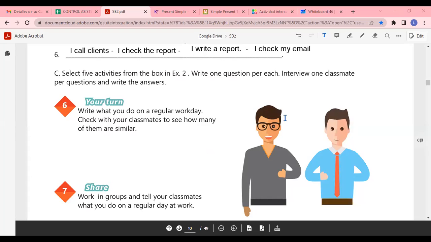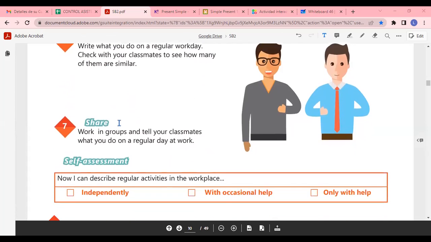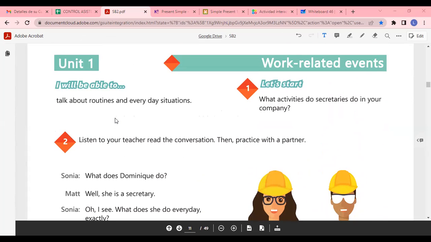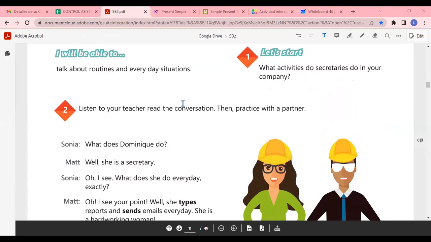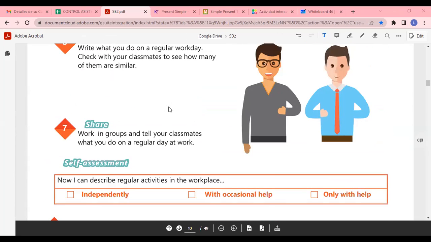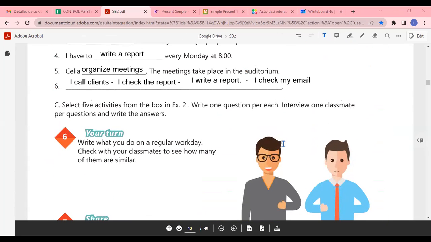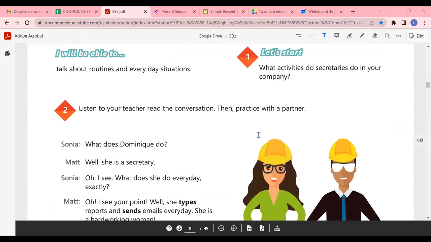Now, let's move on and continue here. And the manual says, what do you do on a regular work day? Wait, just give me 1 second. I just want to check on something. Oh no, okay, so we're not going to do that one because we shared some of them yesterday. So what are we going to do? We're going to go with this activity. What activities do secretaries do in your company?